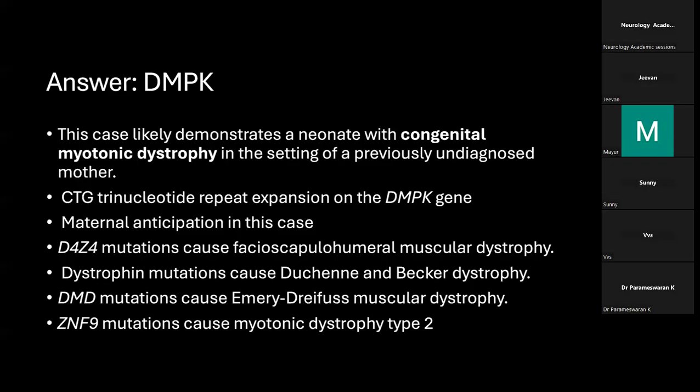D4Z4 mutations cause FSHD, dystrophin mutations cause Duchenne and Becker dystrophy, EMD mutation causes Emery-Dreifuss muscular dystrophy, and ZNF9 mutation causes myotonic dystrophy type 2.